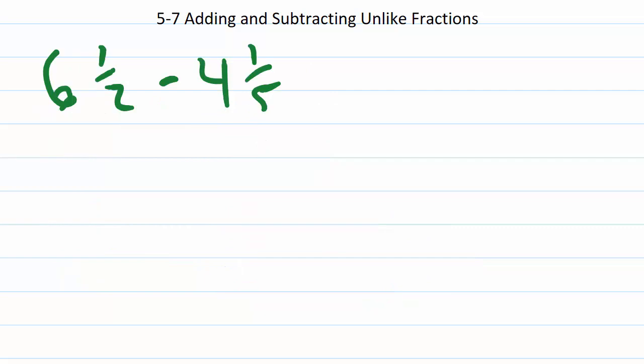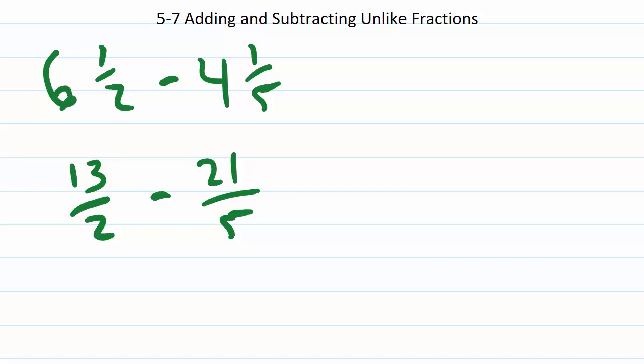Last example, and I'll cut you loose. 6 1/2 minus 4 1/5. I don't want to compare these like this or subtract them like this, so I'm going to turn everything into an improper fraction first. So this is 13 halves minus 21 fifths. Well, I need a common denominator between 2 and 5. Hopefully you can see that if I multiply 2 times 5, that will give me a common denominator, and in fact 10 is the lowest common denominator.